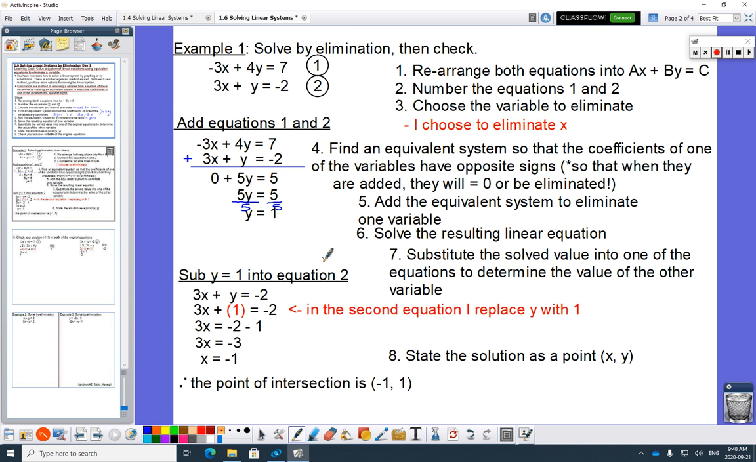Okay, so now we have a y value. So this is the same as substitution. You sub it into one of the equations. Because technically all we did was add these two together. We didn't substitute one into the other or anything like that. You can pick whatever one you want. So wherever you see a y, you put the number 1. You get an x value. And there's your point of intersection.